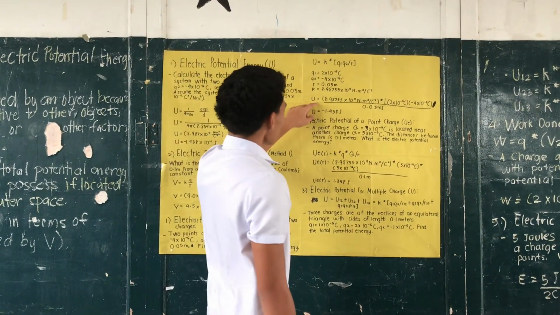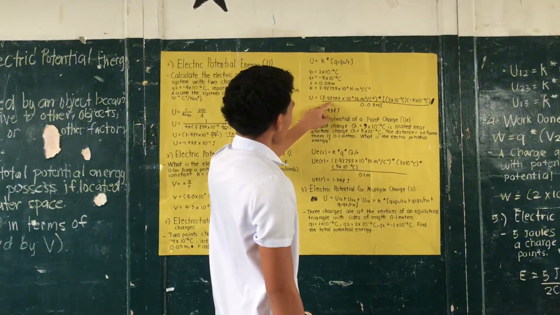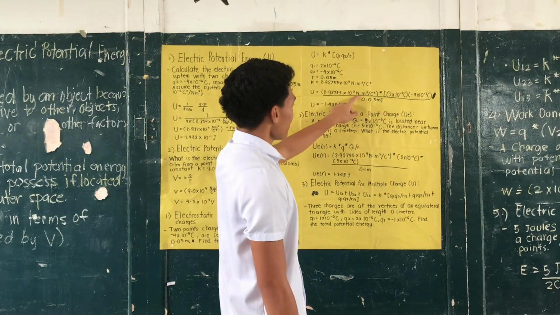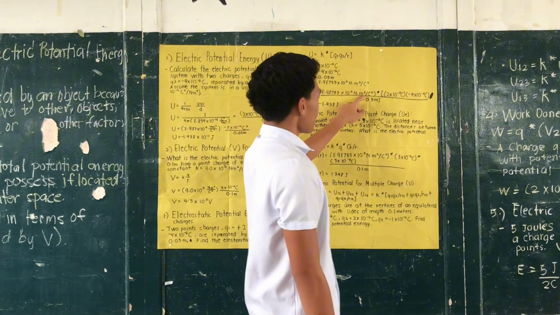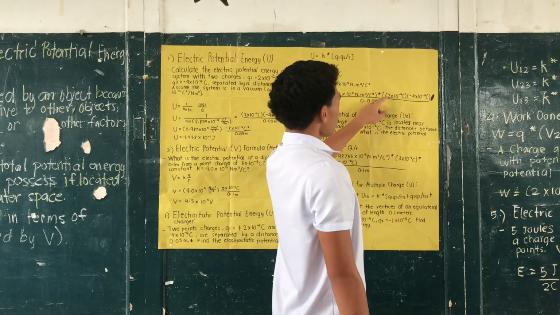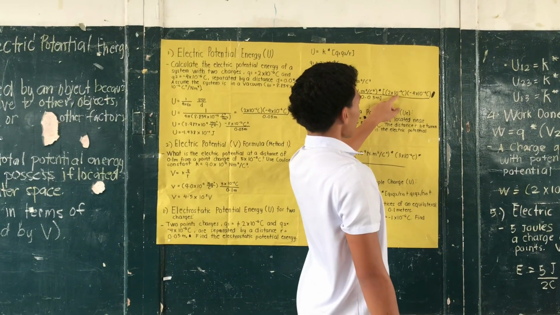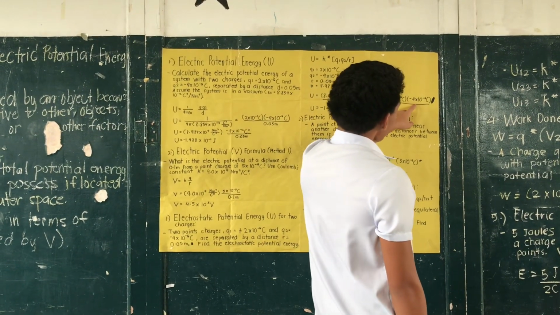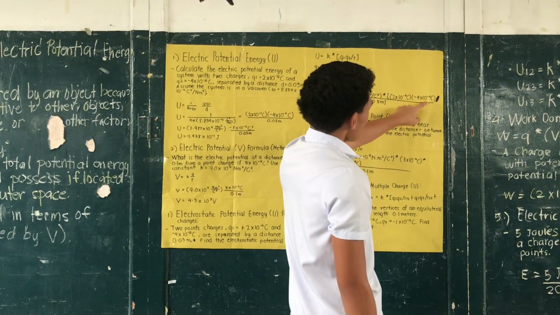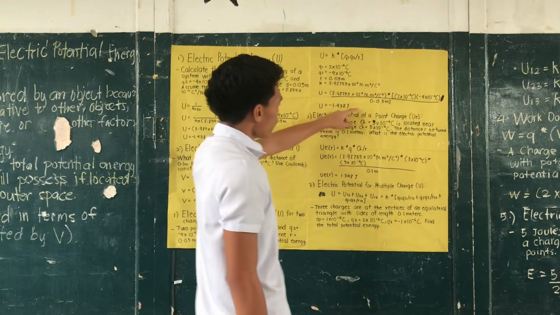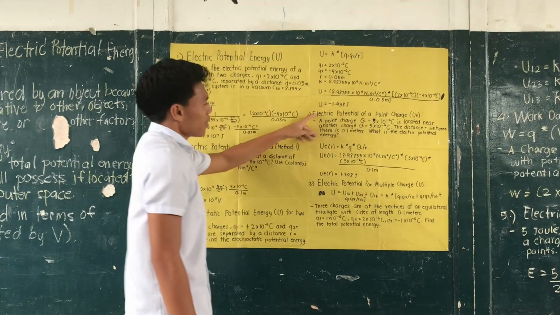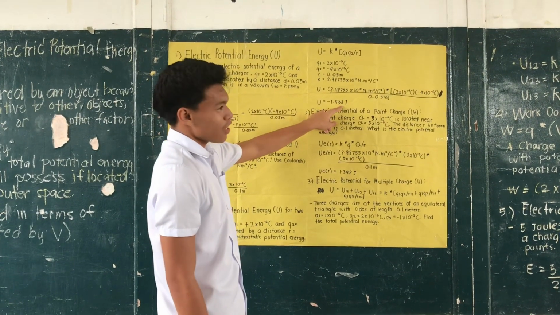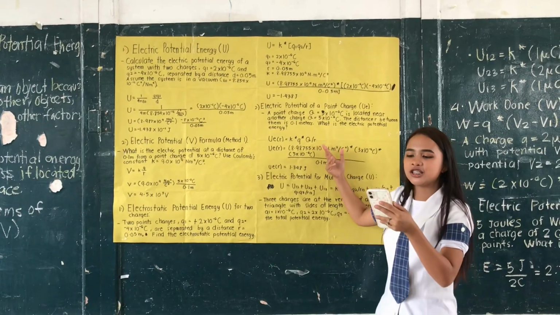U equals 8.98755 times 10 raised to the power of 9 newton meter squared over coulomb squared, times 2 times 10 raised to the power of -6, times -4 times 10 raised to the power of -6 coulomb, over 0.05 meter. U equals -1 joules. The electric potential energy of a point charge.